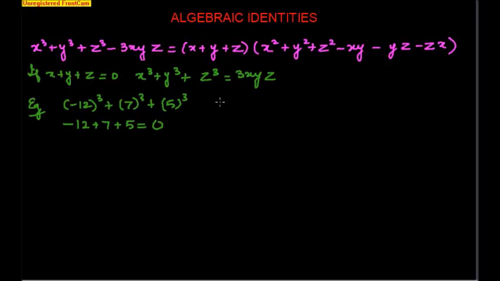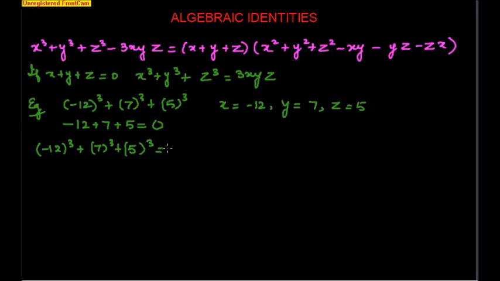If I say that x is equal to minus 12, y is equal to 7 and z is equal to 5, then from here I know that x plus y plus z is 0. So this minus 12 cube plus 7 cube plus 5 cube, this is equal to 3 times minus 12 into 7 into 5. And as you multiply, you get the answer as minus 1260.